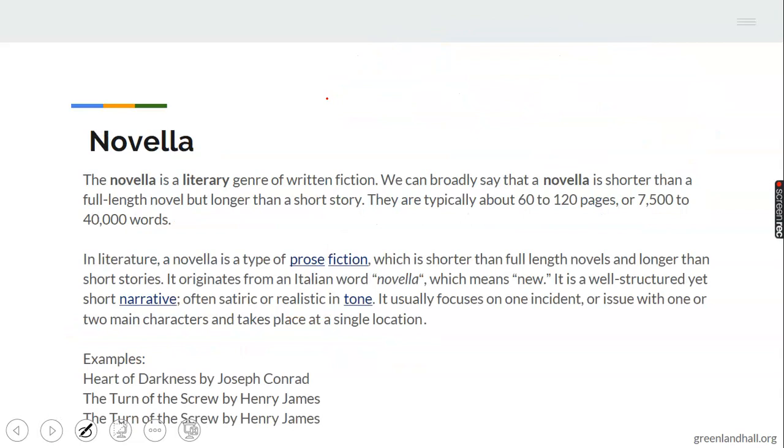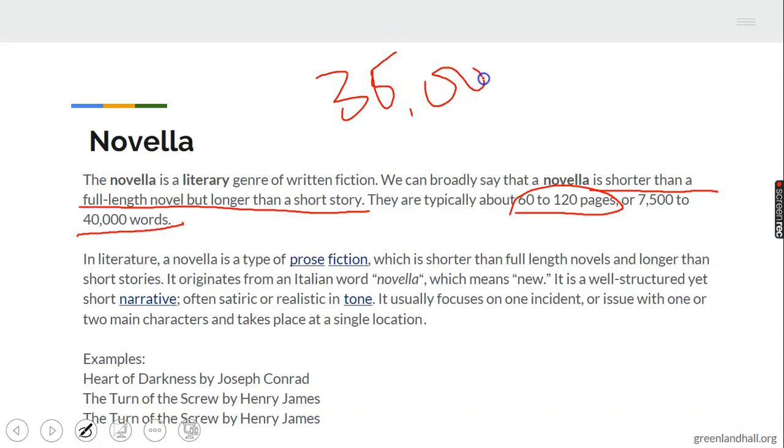Then we have the novella. The novella is not a novel and not a short story. It is shorter than a full-length novel, but longer than a story. A novella is meant to be between 60 and 120 pages. Things are changing. I said the novel must have 35,000 words.